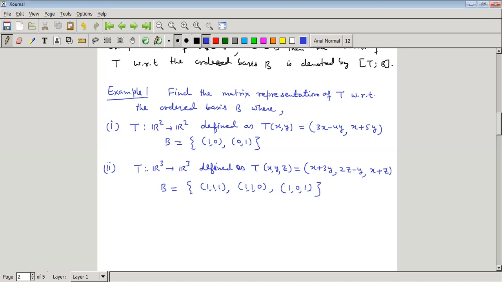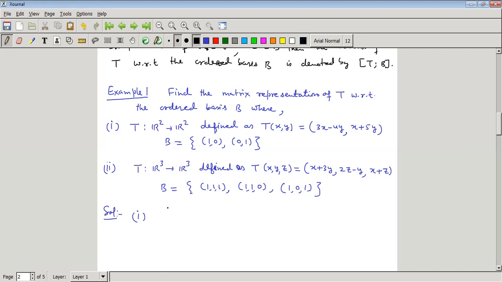Now in the second, T is a mapping from R3 to R3 defined as T(x, y, z) equal to (x plus 3y, 2z minus y, x plus z). And the bases are (1, 1, 1), (1, 1, 0), (1, 0, 1). So we first discuss the first example.